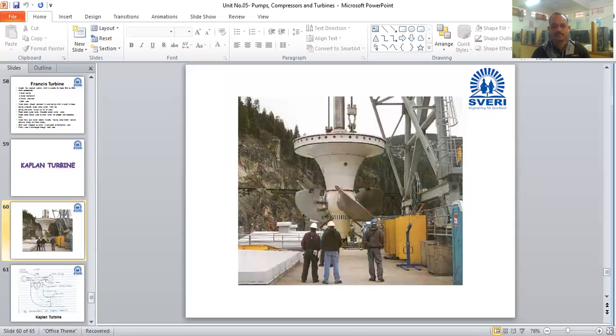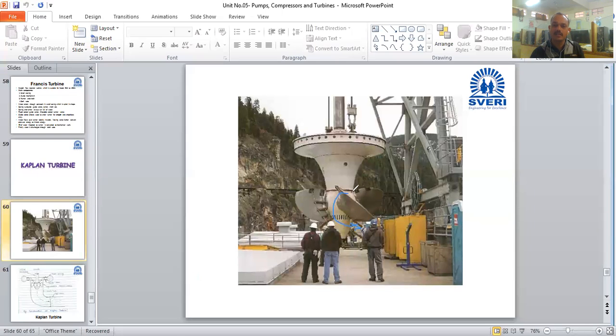Sir, like a fan? Yes, like a fan at the back. Have you seen it? Yes, sir. So whatever is used in the ship, these are the propellers. These are the propellers, and this one is the Kaplan turbine. There is one difference between the turbine and the propeller. So what is the difference? The vanes of the Kaplan turbine can be rotated like this.